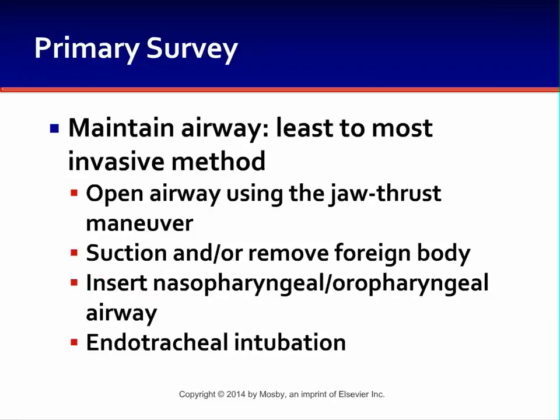Maintain the airway using the least to the most invasive method. Open the airway using the jaw thrust maneuver, suction and/or remove foreign body, insert a nasopharyngeal or oropharyngeal airway, and then endotracheal intubation. If you're unable to intubate because of airway obstruction, an emergency cricothyroidotomy or tracheotomy is performed.